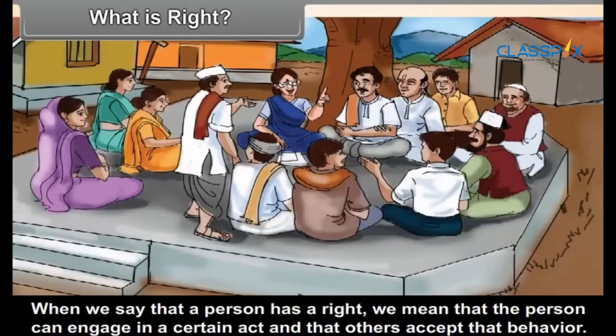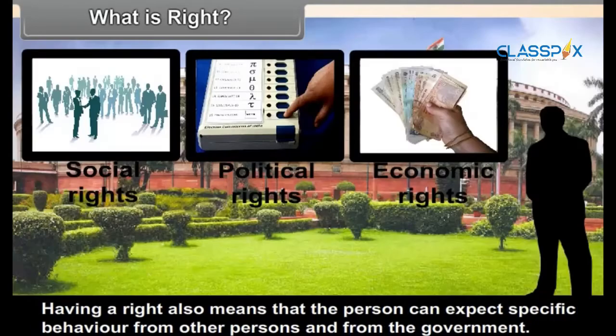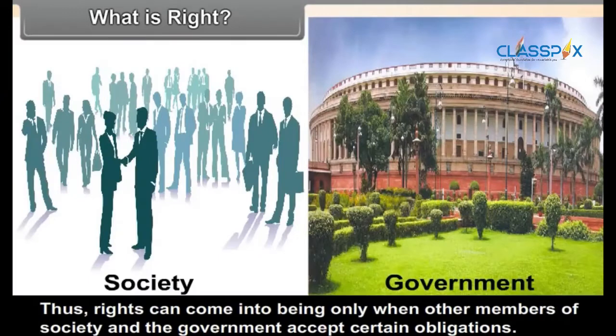A. What is a right? When we say that a person has a right, we mean that the person can engage in a certain act and that others accept that behavior. Having a right also means that the person can expect specific behavior from other persons and from the government. Thus, rights can come into being only when other members of society and the government accept certain obligations.